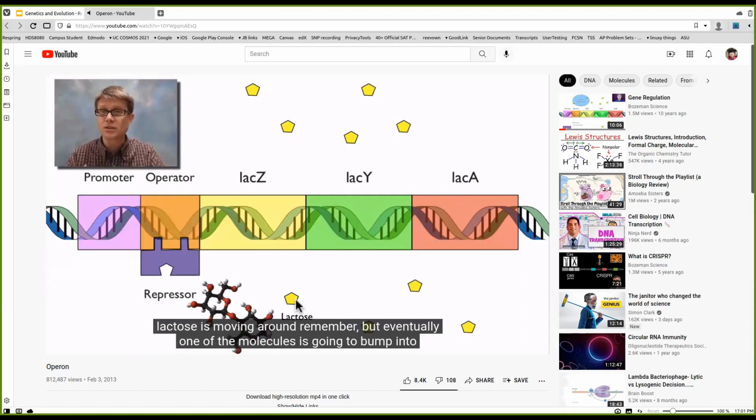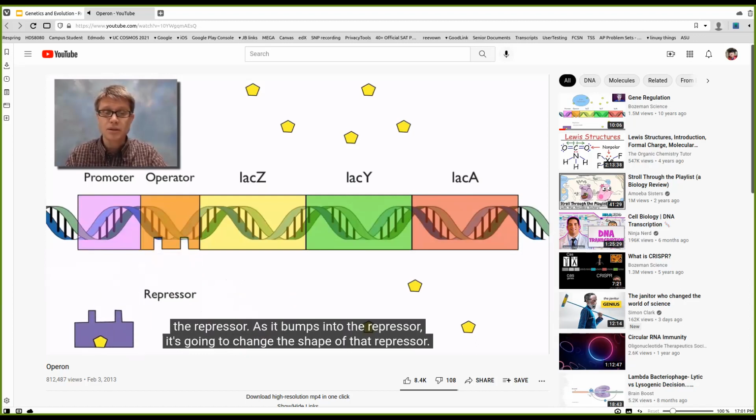And so all of this lactose is moving around, remember, but eventually one of the molecules is going to bump into the repressor. As it bumps into the repressor, it's going to change the shape of that repressor. And so a quick digression, the promoter, operator, and genes are all DNA. So they're going to be part of the DNA of the bacteria. But the repressor is a little bit different. It's a protein that came from a different part of the DNA. There's going to be a regulatory sequence, either upstream or downstream of the operon, that creates the repressor.